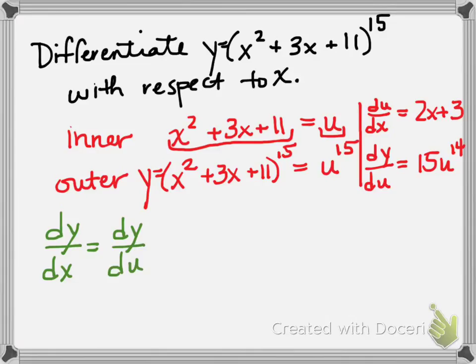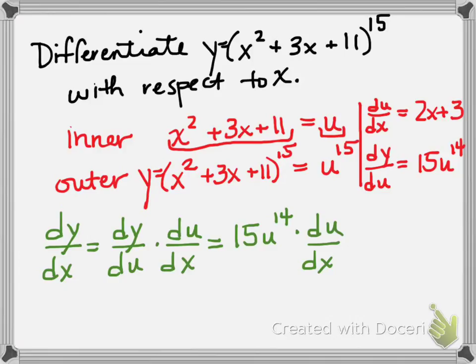So now dy dx equals dy du times du dx. This is the chain rule. So what I'm going to do is first substitute in dy du, which is 15u to the 14th, and we still have this times du dx. It might seem silly to do this in 2 steps, but I'll tell you why. Because right now we have 15 times u to the 14th times du dx.